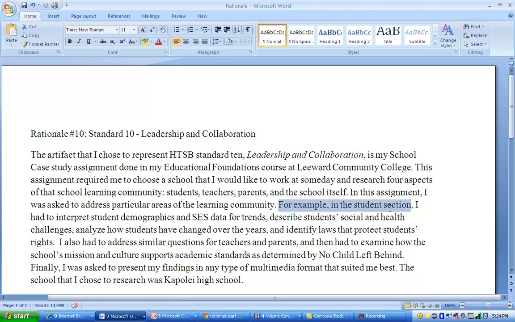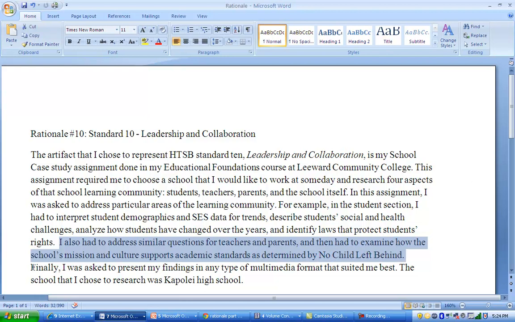For example, in the student section, I had to interpret student demographics and SES data for trends, describe students' social and health challenges, analyze how students have changed over the years, and identify laws that protect students' rights. We could end it there, but we want to talk about the other parts too to see if it was the same or different. I also had to address similar questions for teachers and parents, and then had to examine how the school's mission and culture supports academic standards determined by No Child Left Behind.